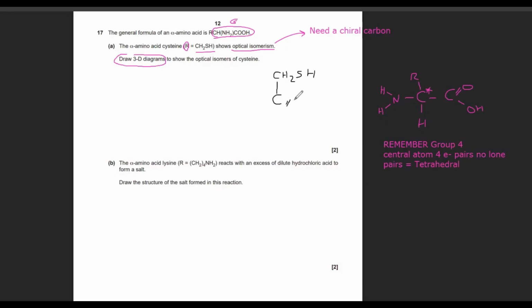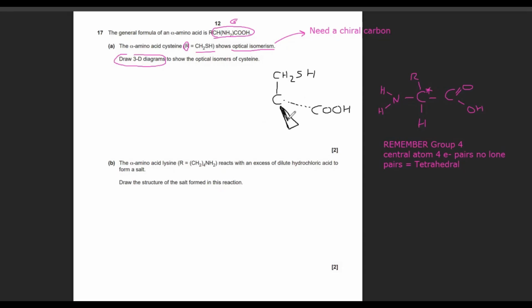Now, what confuses some people is, what groups do you draw where? It doesn't matter. This structure has 109.5 degree bond angles between all the 4 different bonds coming off the carbon. So it doesn't really matter. You could rotate this in any direction. It doesn't matter which way or where you put the 4 different groups.